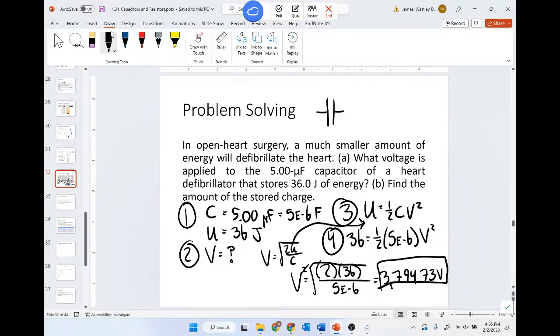Because on the test, I have made problems where the correct answer is listed twice, but the unit is different. So it'll say 12 volts, and maybe, or let's say in this problem, one of the answers may say 3,794.73 volts. One of the other answers will say 3,794.73 joules. Make certain the unit you're putting is the right one.